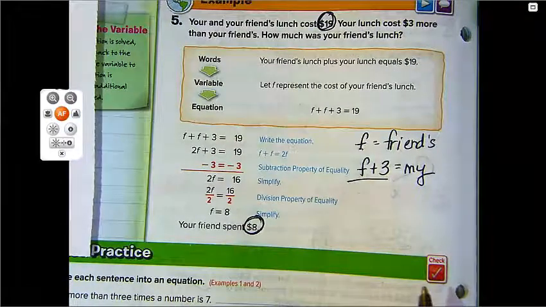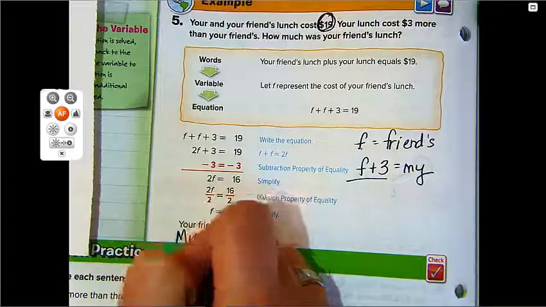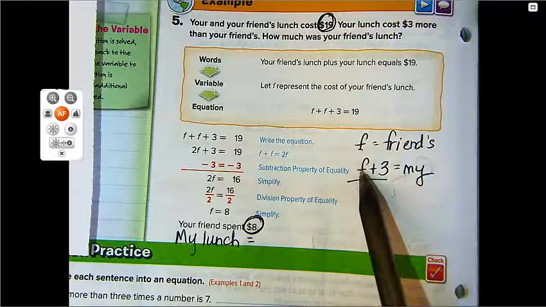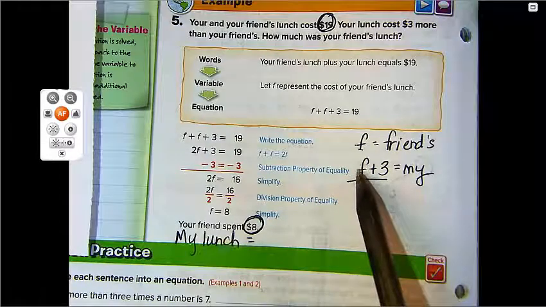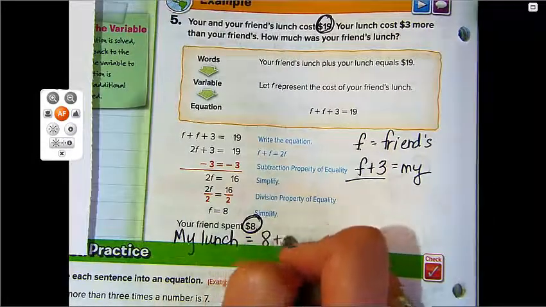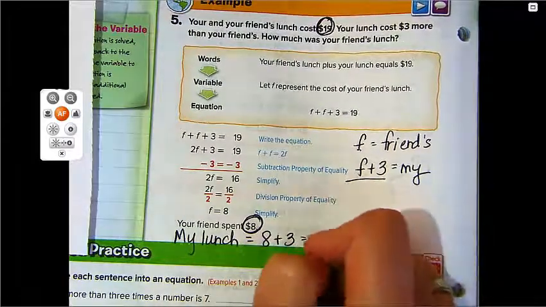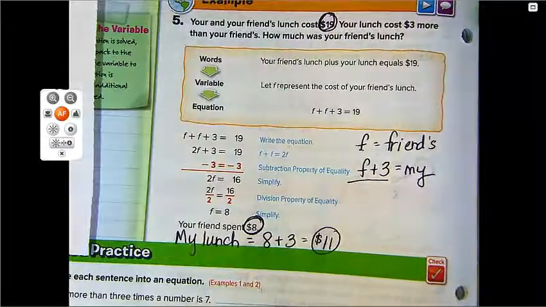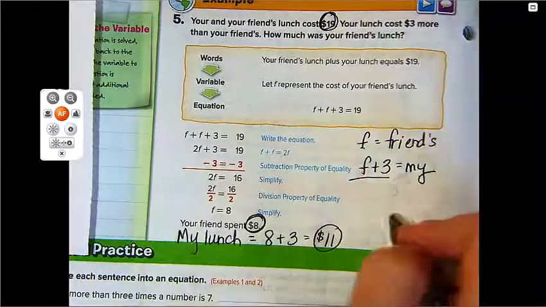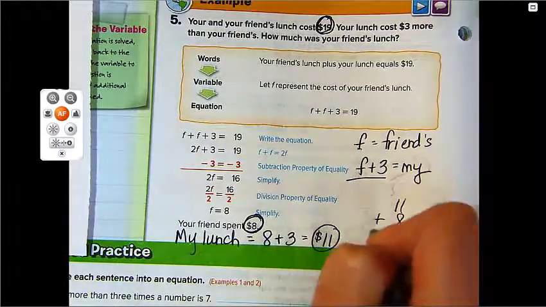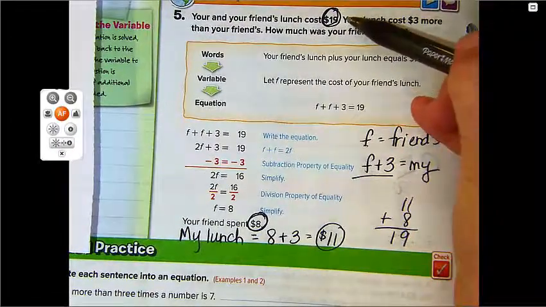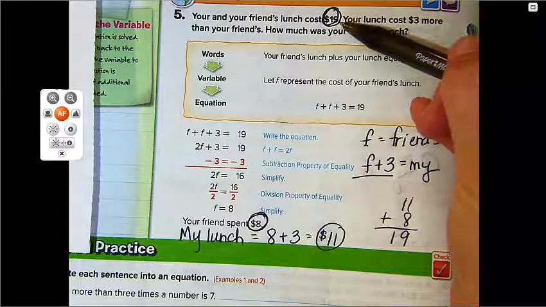I can also figure out how much mine was. If I want to figure out what my lunch was, well, I have the equation right here. I know that I take my friend's total, which was $8, and I just add 3 to it because my meal was $3 more. So if I take 8 plus 3, I now know that my lunch was $11 and my friend's lunch was $8. And you can always check that by adding that back together. Well, I have 11 for my lunch. I have 8 for her lunch. 8 plus 11 is $19. Well, sure enough, that matches how much the problem says the total lunch was.